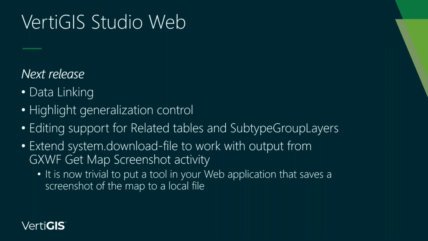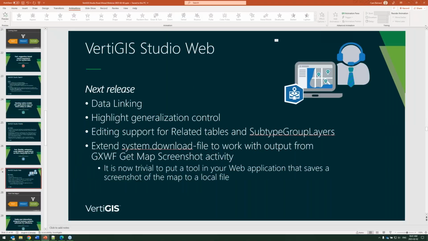Done some extensions on the system download file so that the output from the workflow get map screenshot activity can basically channel straight into that file download. So it's super easy now to put a tool in your application that just saves a screenshot of the map as a local file. So I'm going to show you highlight generalization and a super first version of data linking. We're working really hard on getting some of the data linking stuff documented right now so that you also will be able to use it.